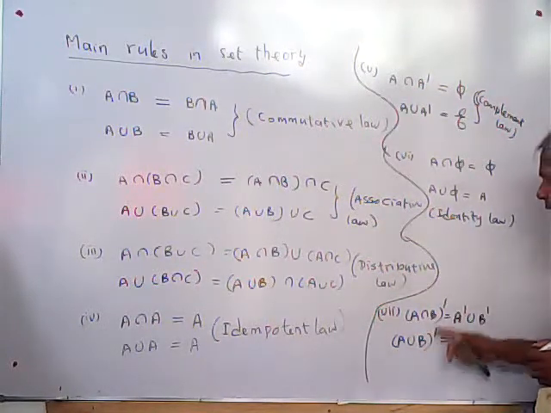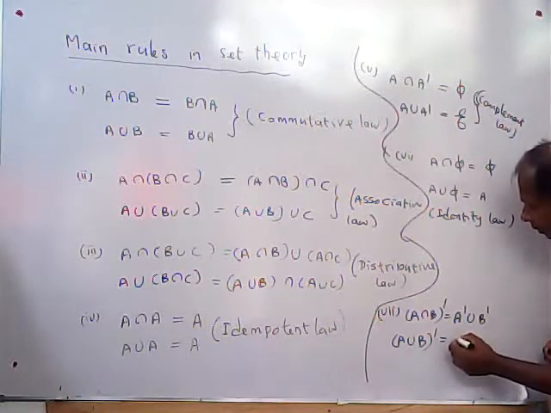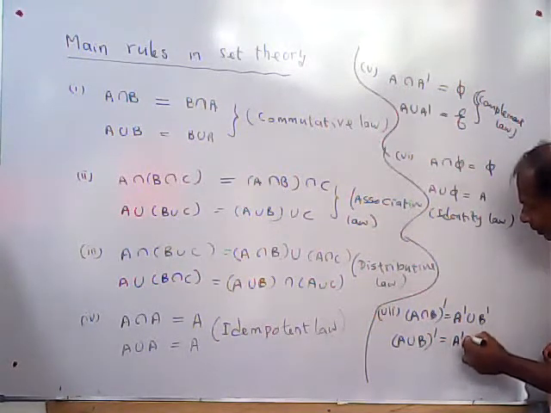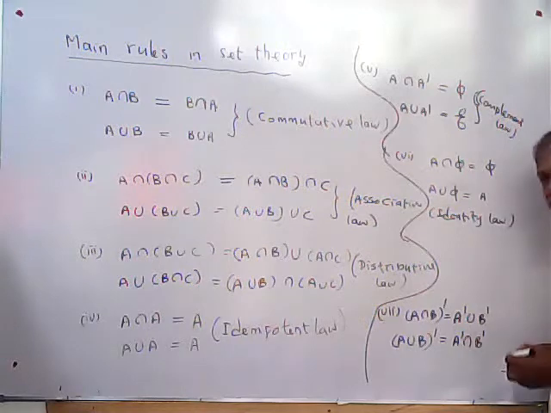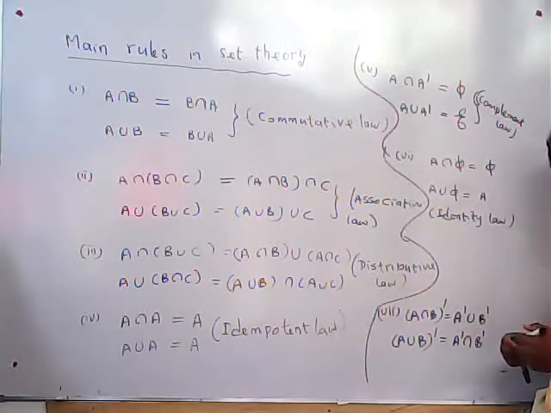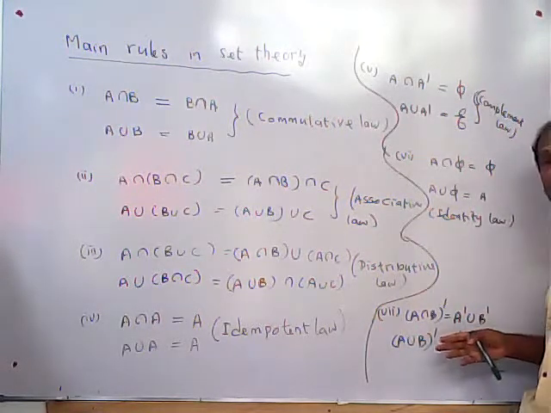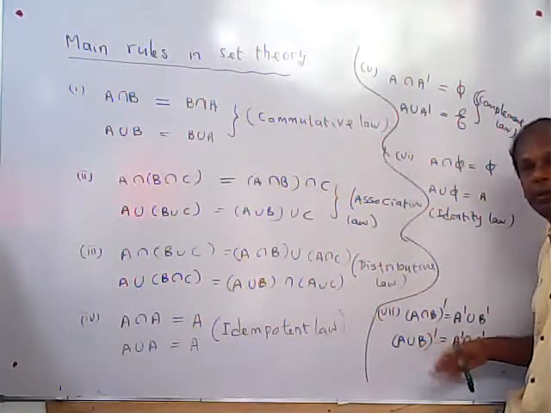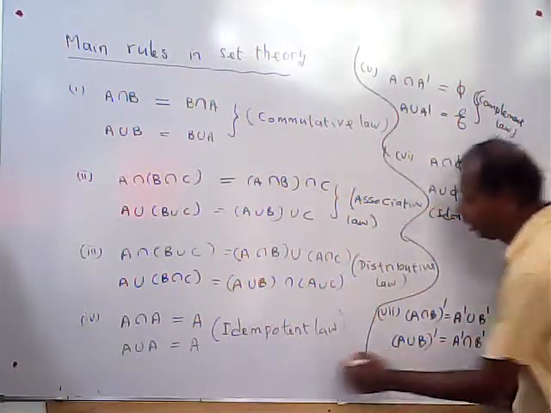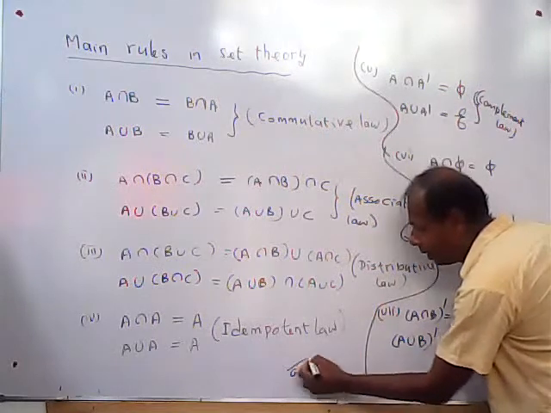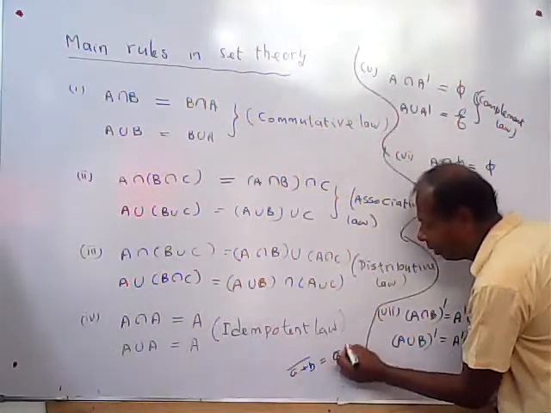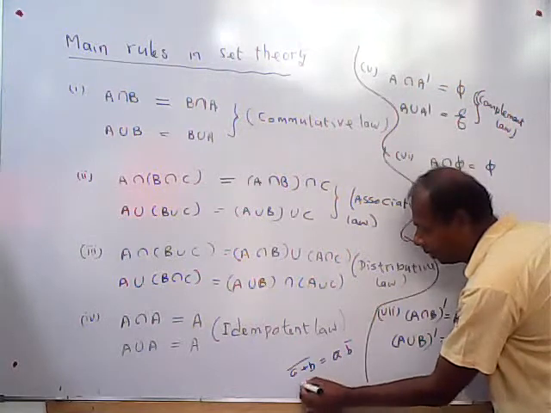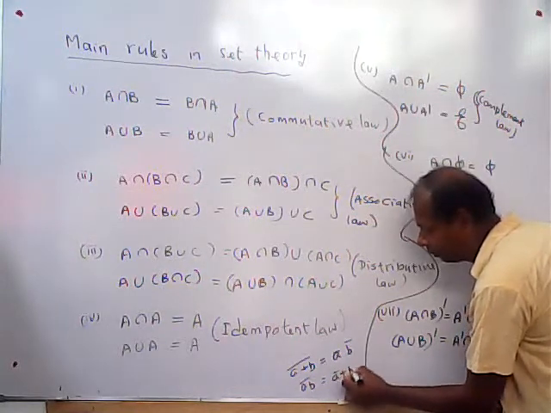A union B dash is equal to, the other way, A dash intersection B dash. So you use these things in Boolean algebra, in IT also. You say A plus B, whole bar, equals A bar B bar. Then A B bar equals A bar plus B bar.